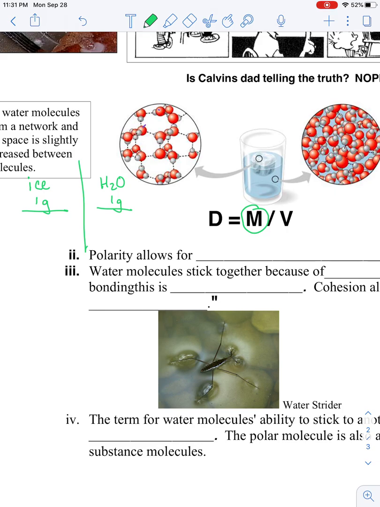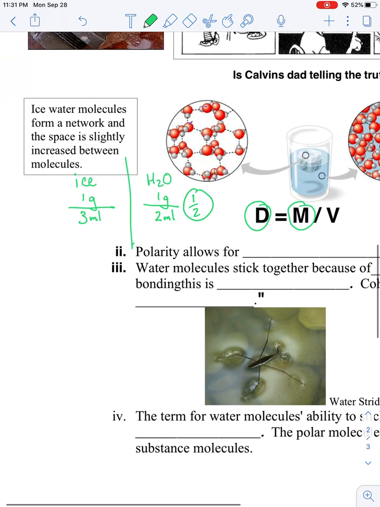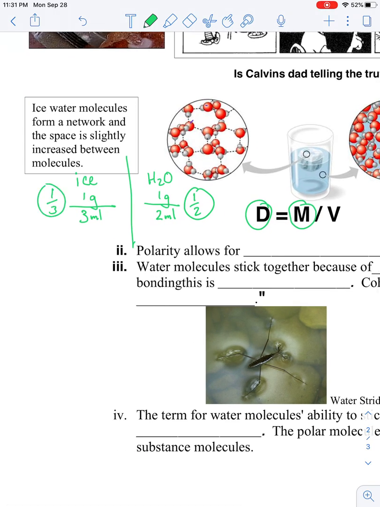So let's say for the liquid water, you have 2 mLs. With ice, we have to increase that number. Let's just say it's 3 mLs. I'm making up numbers, but trust me on this. Well, just look at the math here. For water, your density would be 1/2, but your ice would be 1/3. 1/3 is less than 1/2. Therefore, ice is less dense than water. Therefore, ice would float on water because it has a lower density.